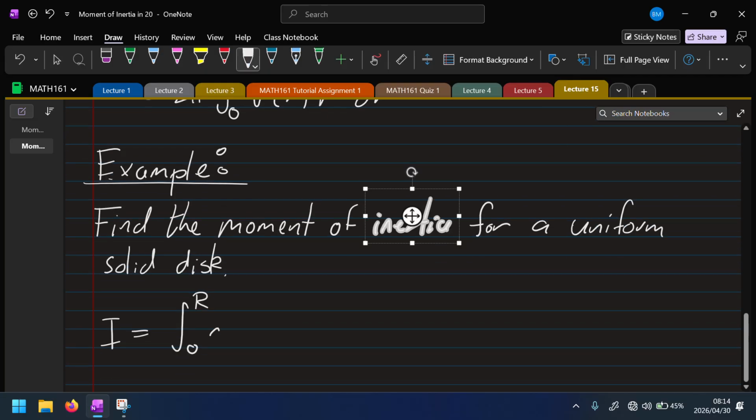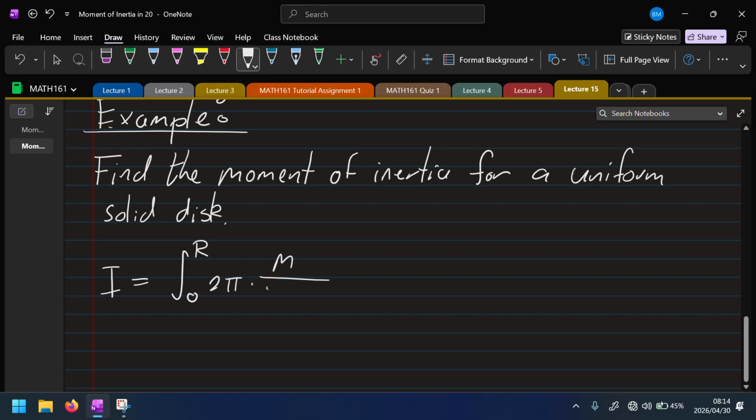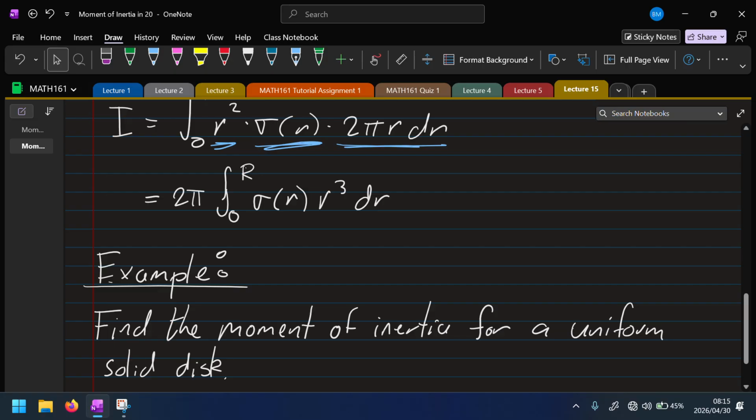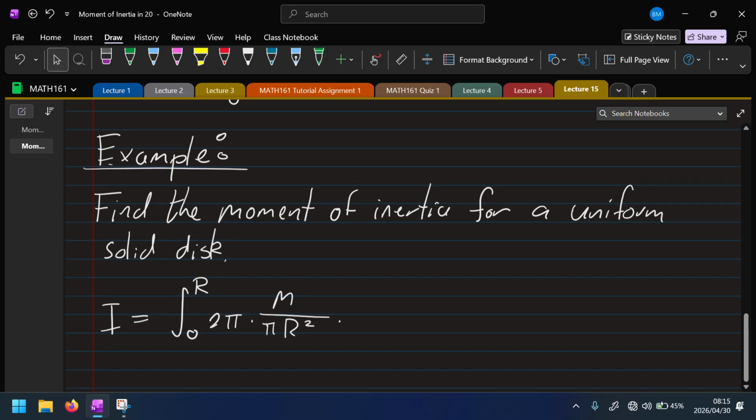Then we've got 2 pi. Now, sigma, that's the mass density. That is the mass over the area. So let's say it has mass m. What will the area be? It's got radius capital R, just pi R squared. Okay, so that's the sigma part done. And then we still need that r cubed dr.